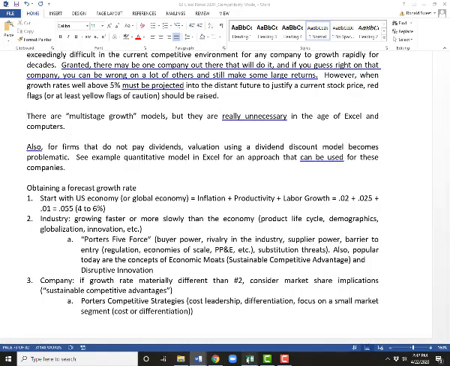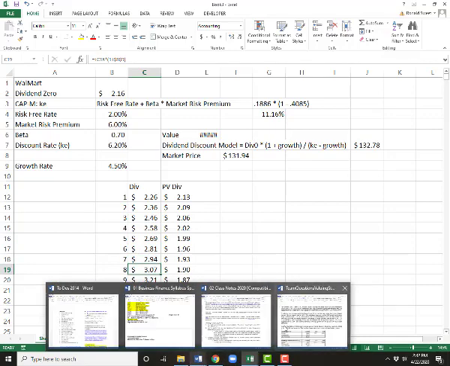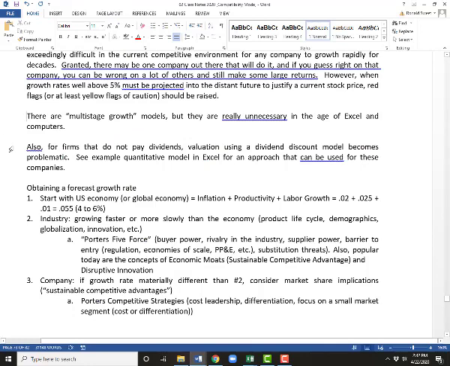So you think back to my Walmart example. If I want to grow every year at a different growth rate, I can do that, and I can value the company doing that. It's very easy to do that in Excel.